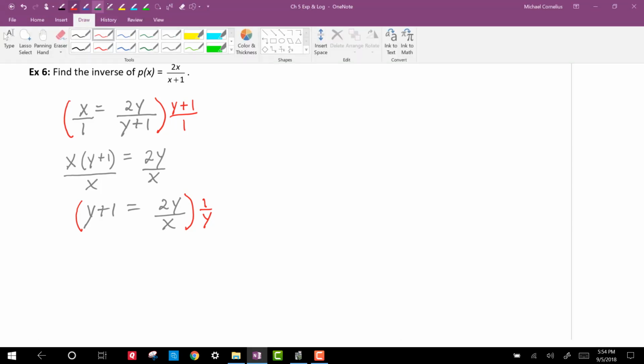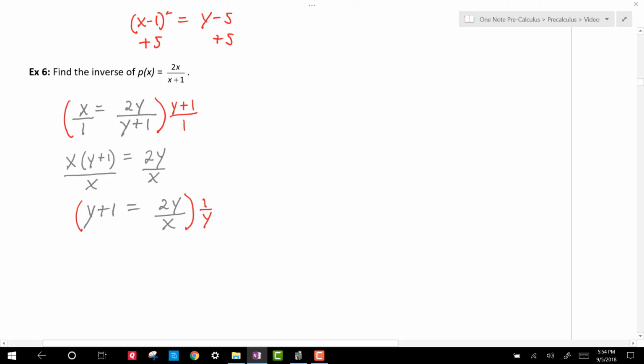All right? So if I multiply the left side, y times 1 over y, the y's are going to cancel, and that's going to leave me 1. If I multiply 1 times 1 over y, it leaves me 1 over y. If I multiply the right side of the equation, the y's cancel, and I'm left with 2 over x.